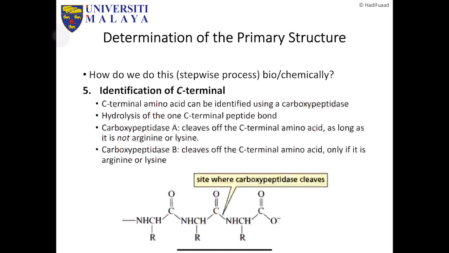Now we move to Sanger degradation. So it's the opposite. The C-terminal amino acid can be identified using carboxypeptidase hydrolysis of one C-terminal peptide bond. And there's two types of carboxypeptidase, which is A and B. Again, Edman degradation is more of a chemical approach, and this is more of an enzymatic approach for the C-terminal. A cleaves off the C-terminal amino acid as long as it's not arginine and lysine, and B is only if it's arginine and lysine. Again, they are either attracted to a cation or not attracted to a cation.